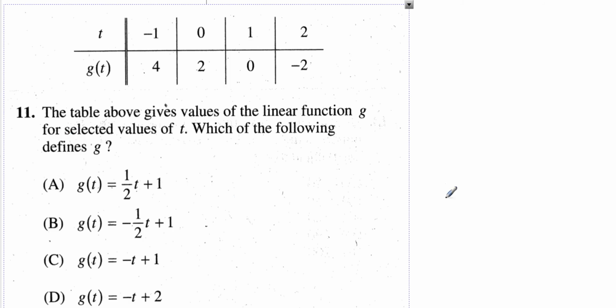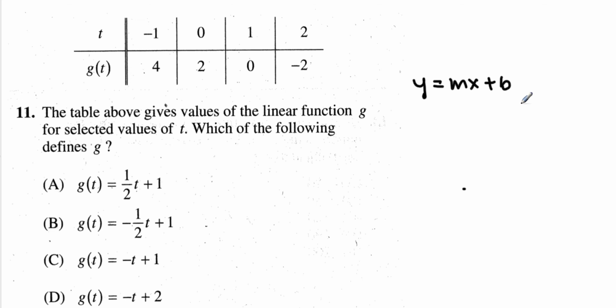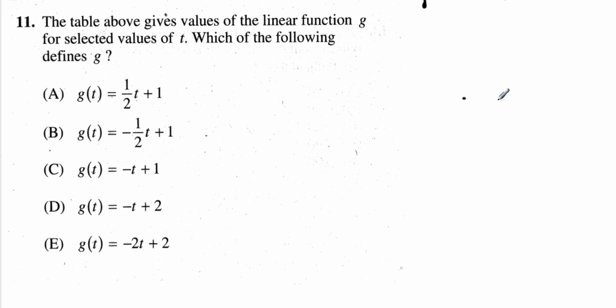Number 11. This is a table above that gives you the values of a linear function. When it's a linear function, there are two things we have to look at. Obviously, y equals mx plus b. Now, this b is the value when x equals 0. So in this case, when t is equal to 0, I see 2. So 2 must be the number at the end. So which one is that?